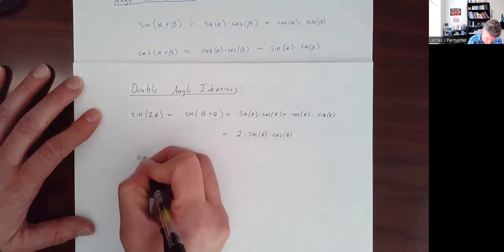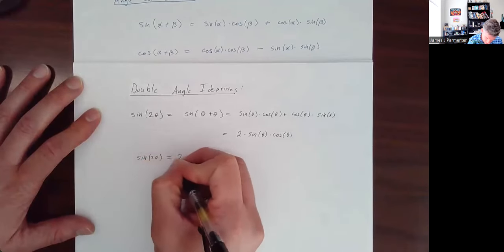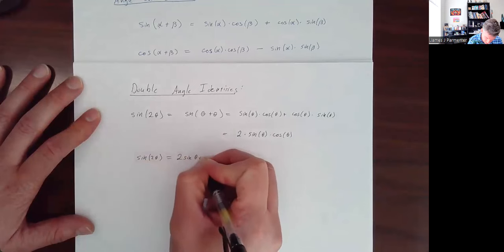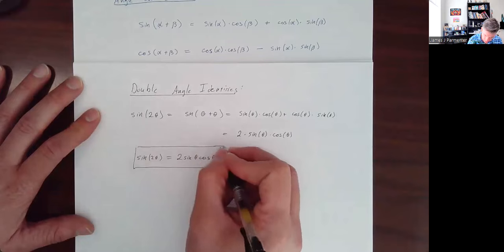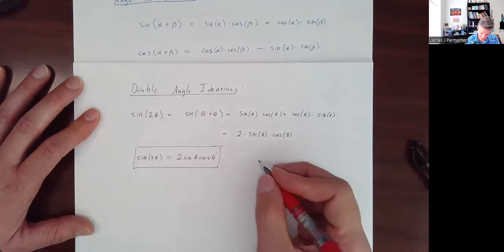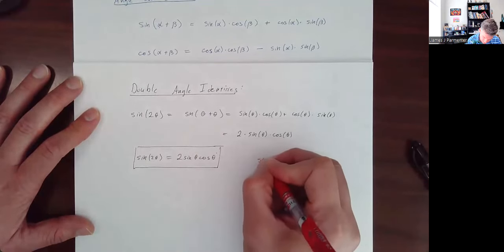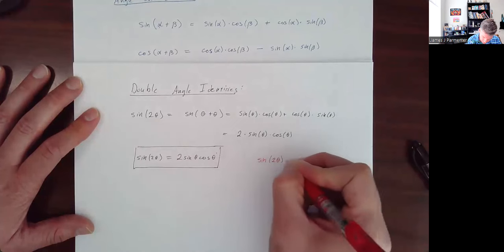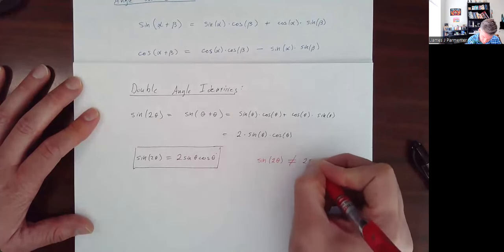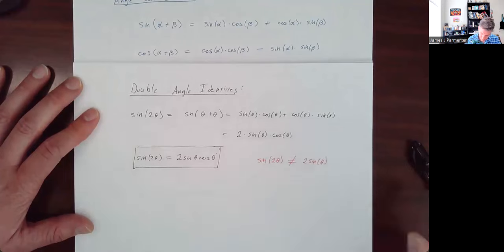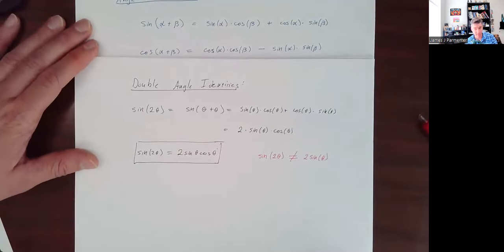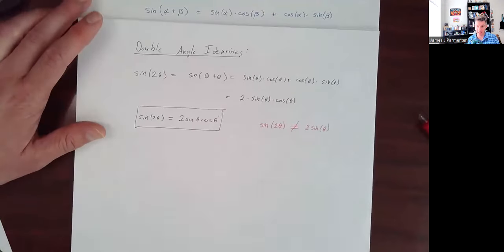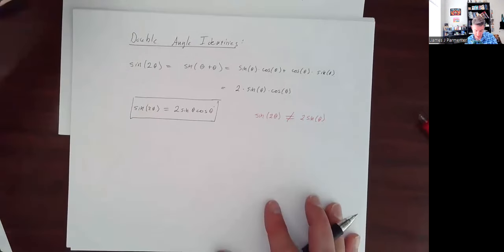We have sine of 2 theta equals 2 sine theta cosine theta. And I want to make it super clear. We're going to see an example of this in just a second, but I want to make it really, really obvious. Sine of 2 theta does not generally equal 2 sine of theta. There's probably an angle you can find to make it work for, but it doesn't work for every angle, right? To be an identity means it has to be true for every possible angle.